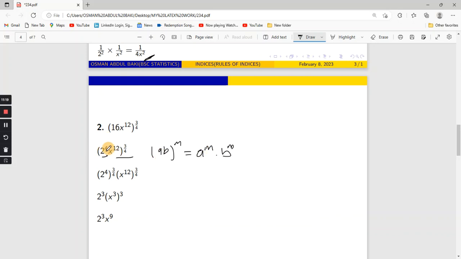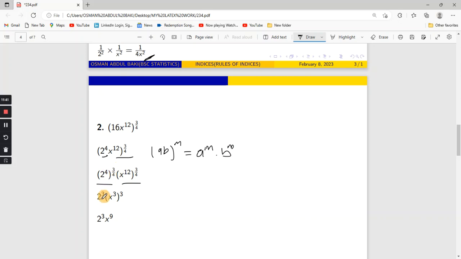So 2 raised to the power 4 times 3 over 4. Each of the terms will be multiplied by the power of the function. So that's where we have 2 raised to the power 4 times 3 over 4, x raised to the power 12 times 3 over 4. So here the 4 will cancel the 4.